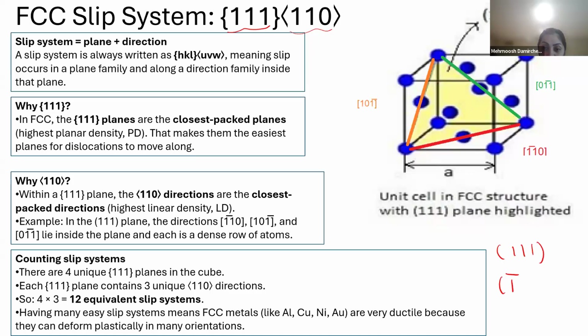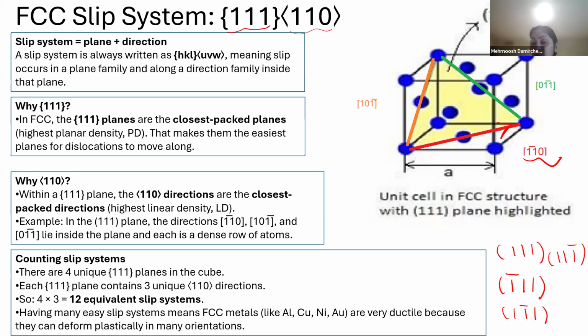111, -11, 1 -11, 1 1 -1. Okay, so we have 4 planes in this family. Each of them has 3 directions. I show the direction. The first one by red, it is shown here. What is this direction? It is 1 -1 0.